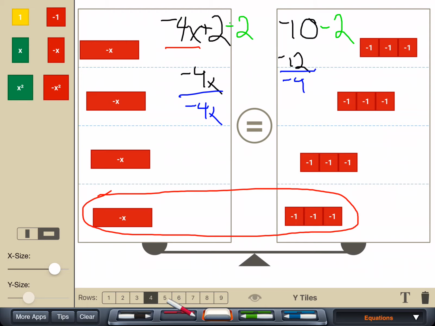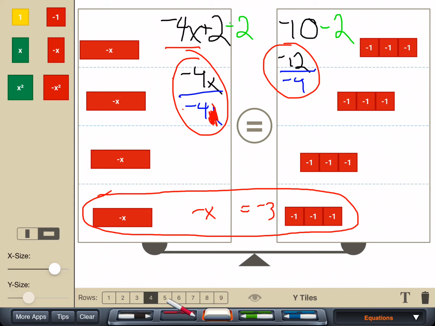But the problem is we don't know what x is. We know what negative x is. So at this point we know that negative x equals negative 3. But you'll notice up here we divided by negative 4, right? So a negative divided by a negative is a positive. Whoops, I put an x here. I shouldn't have put an x here. That was bad of me. Bad teacher. So negative 4x divided by negative 4 is going to give us positive x, because a negative divided by a negative is a positive.